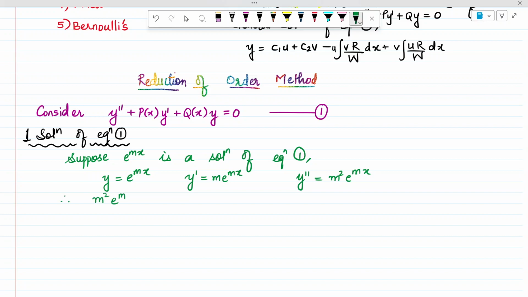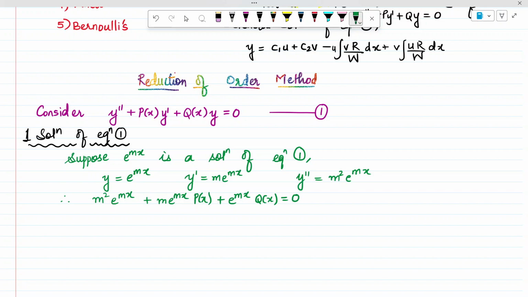So m square e raised to mx plus m e raised to mx into p of x plus e raised to mx into q of x. This entire thing would be 0. This entire thing would be 0.